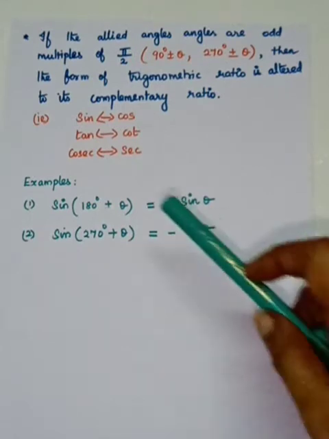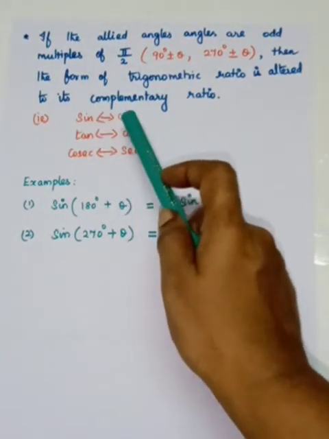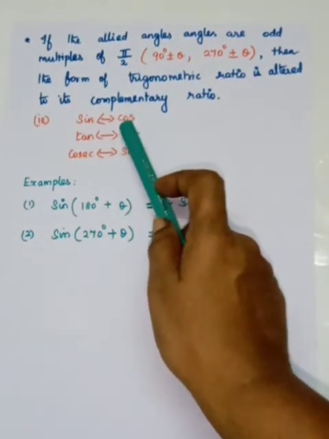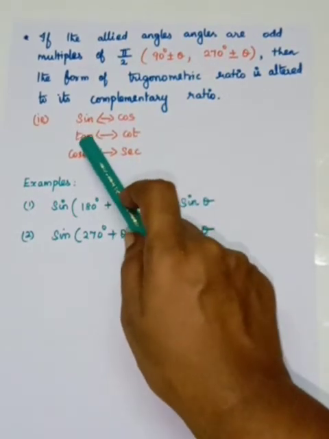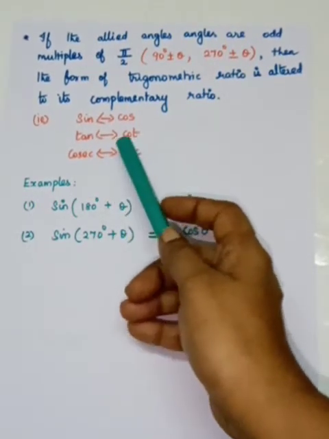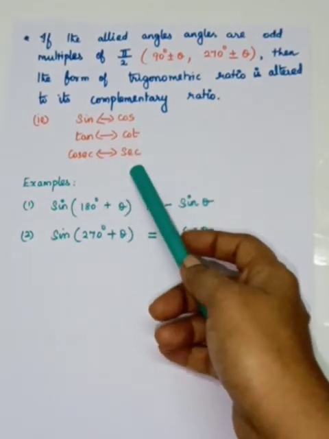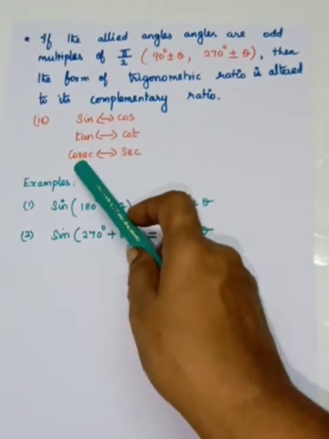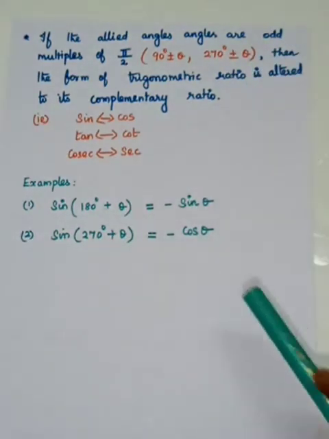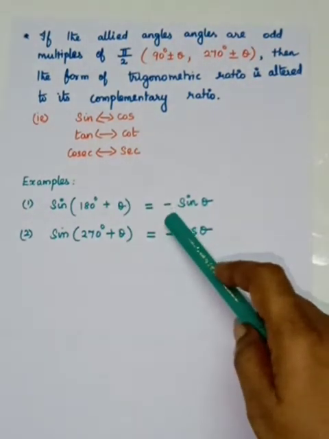That means if sine comes, you have to change it as cos. If cosine comes, you have to change it as sine. If tan comes, you have to change it as cot. Cot comes, you have to change to tan. And cosecant comes, you have to change to secant. And secant comes, you have to change to cosecant. You see now. First we have decided the sine.